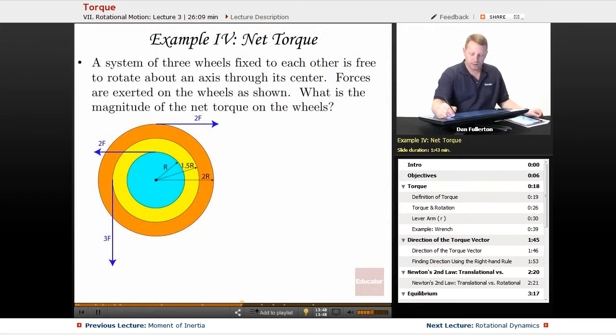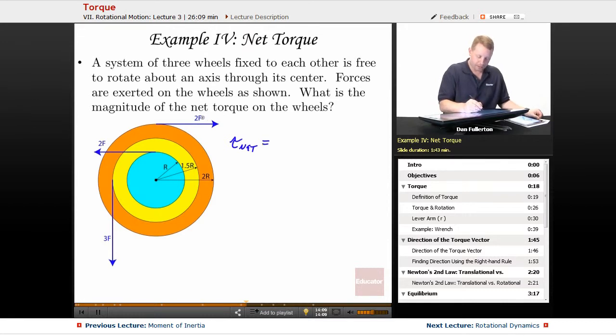Looking a little bit more detailed at torque, we have a system of 3 wheels fixed to each other that's free to rotate about an axis through its center here. Forces are exerted on the wheels as shown. What is the magnitude of the net torque on the wheels? Well, our net torque is just the sum of all our individual torques. So let's add those up.